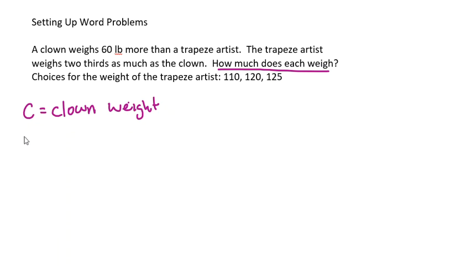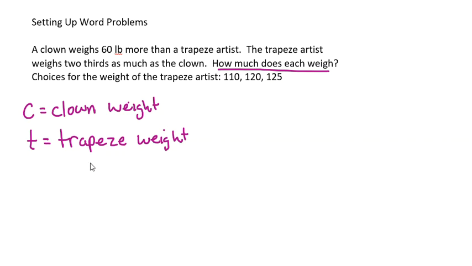And then what do you think I'll choose for the trapeze artist? Yeah, I think I'll use T. T stands for the trapeze artist weight. It's not that trapeze, it's the trapeze artist, but you get the idea.